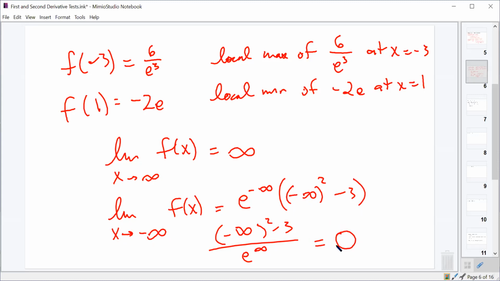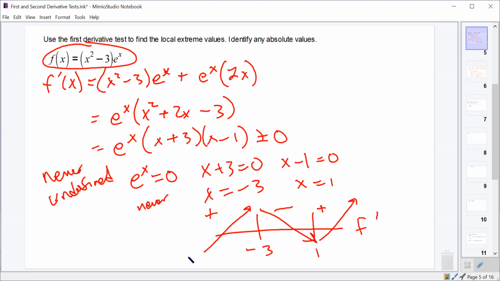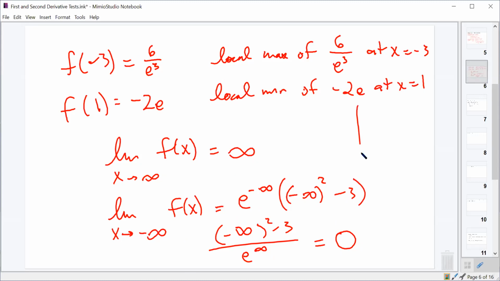And so that means that to the left, we have a horizontal asymptote of y equals 0, which means that even though our function is decreasing forever, it's decreasing and approaching 0. So we could draw a real basic sketch of this graph. It's going to look something like, approaching 0 here, having some max up here at -3, then dropping down, having some min, and then it's going to come back up and increase forever.